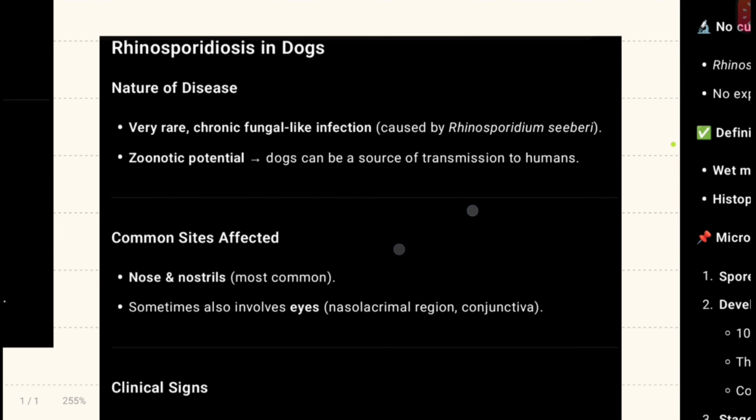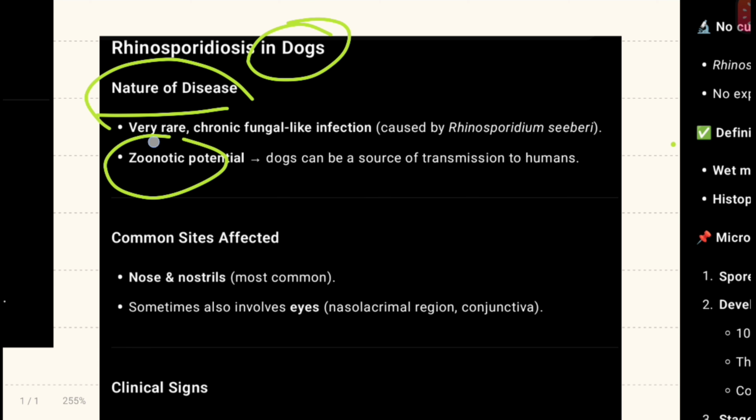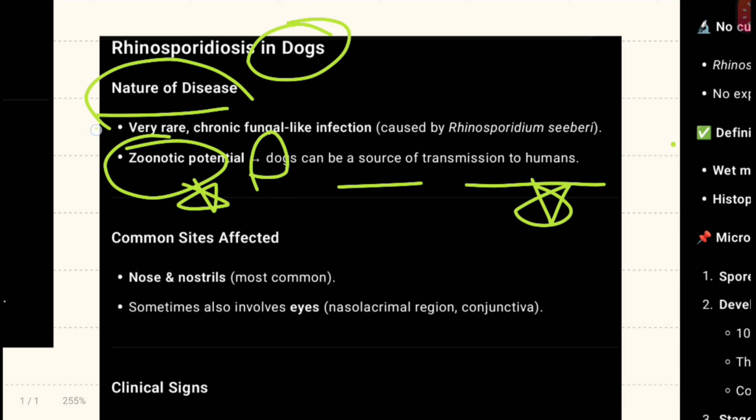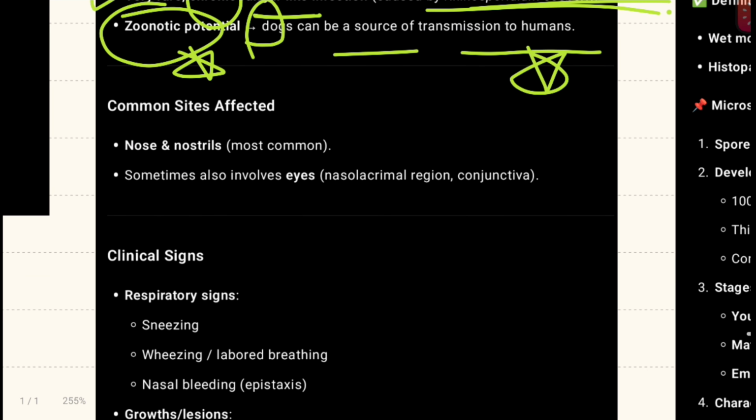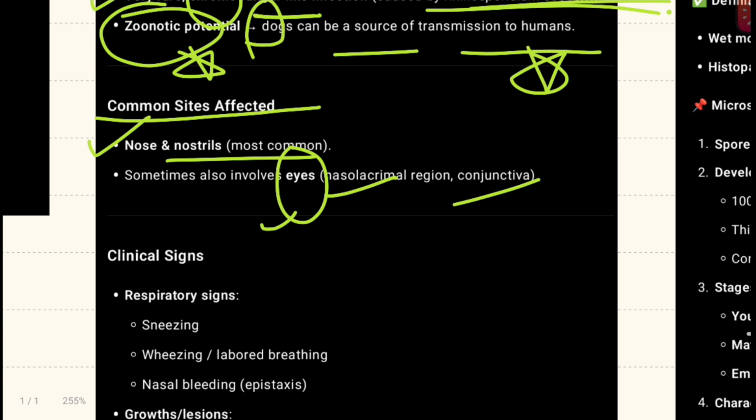Now, when it comes to rhinosporidiosis in dogs, the disease has zoonotic potential. So dogs can be a source of transmission to human beings, and this is a very rare disease. It is also a chronic fungal-like infection caused by Rhinosporidium seeberi. The common sites in dogs are also the nose and nostrils. Sometimes the eyes are also involved. Structures such as the nasolacrimal region and the conjunctiva of the eyes are involved.